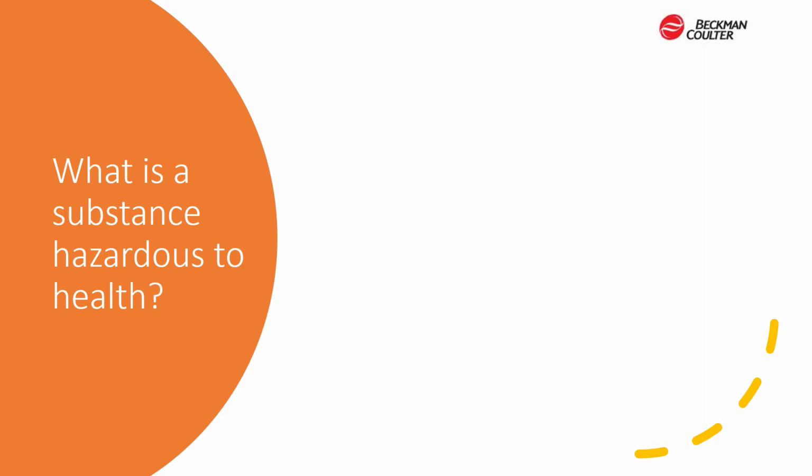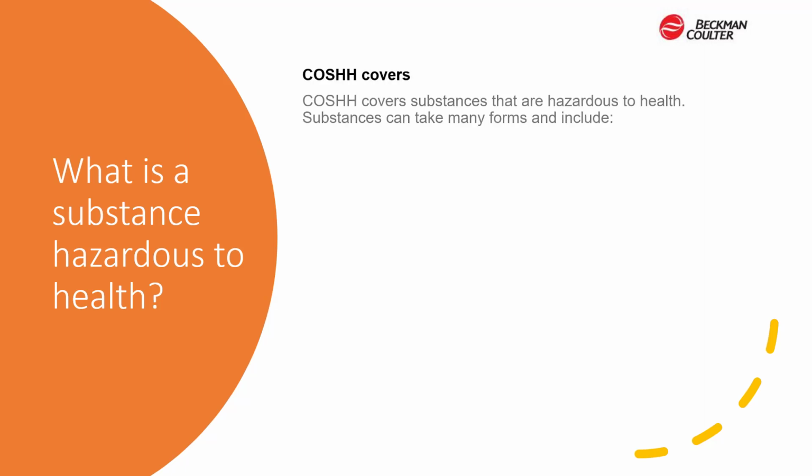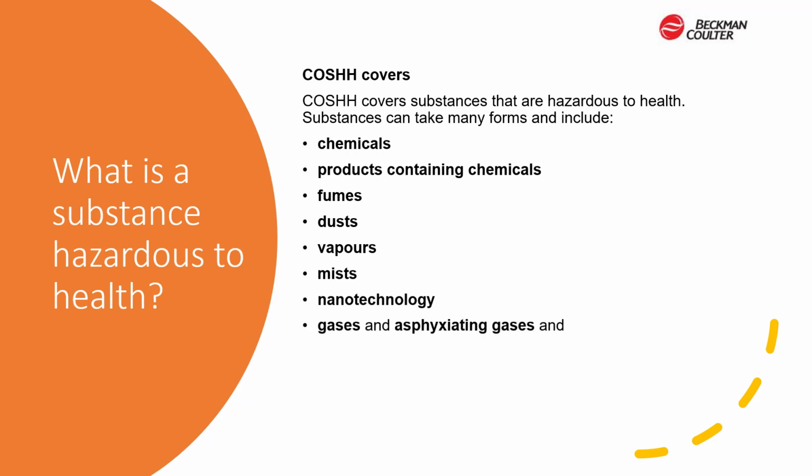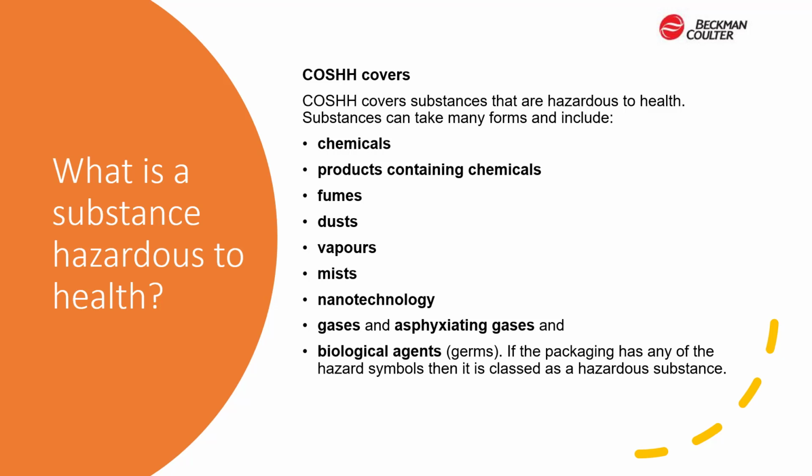What is a substance hazardous to health? COSHH covers substances that are hazardous to health. Substances can take many forms and include chemicals, products containing chemicals, fumes, dusts, vapors, mists, nanotechnology, gases and asphyxiating gases, and biological agents (germs). If the packaging has any of the hazard symbols, then it is classed as a hazardous substance.